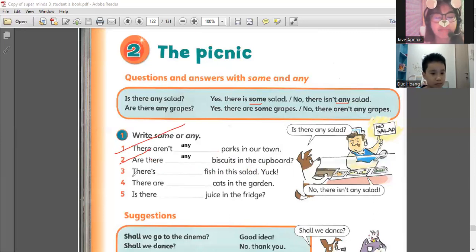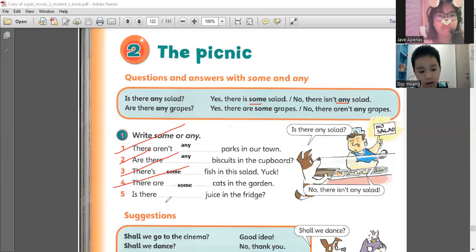Number three. There is some fish in this salad. Look. Okay, what's the answer there? There's, it's some fish in this salad. All right. Number four. There are some cats in the garden. Very good. Okay, five. There aren't any in the fridge.